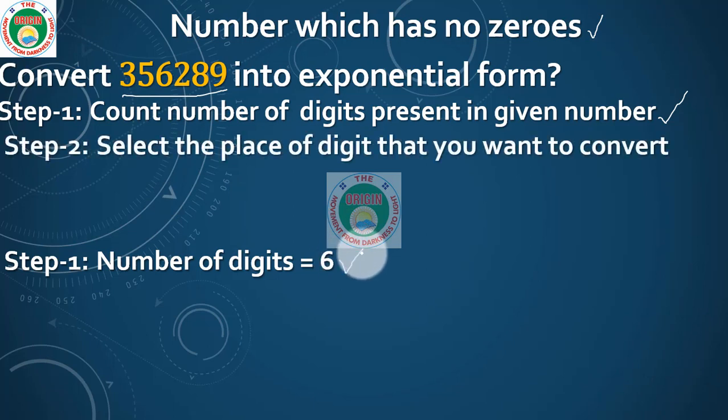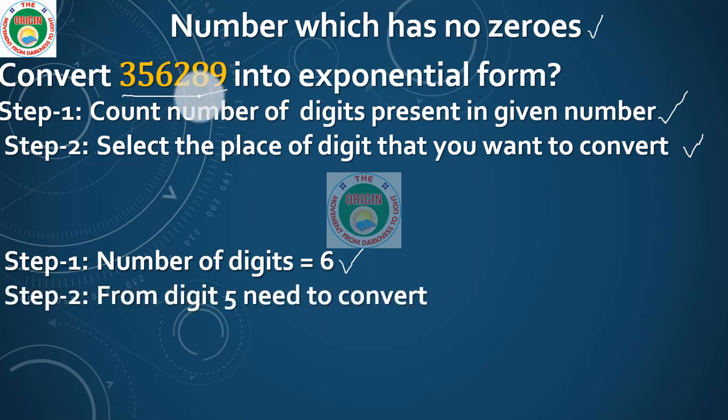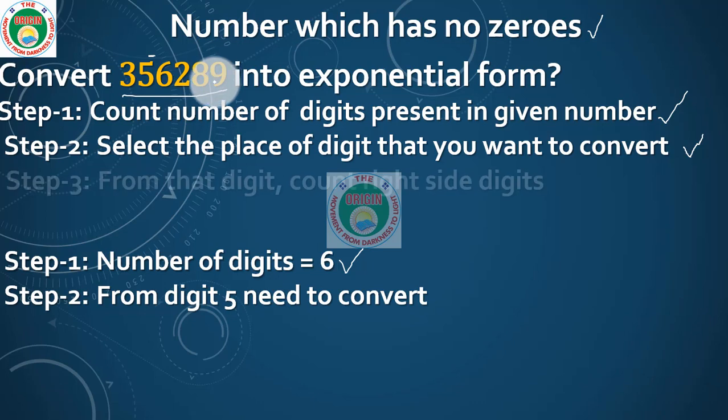Step 2, select the place of digit that you want to convert. Here, you need to select the place. According to the problem we are doing this, but here I am explaining digit-wise. That means we are selecting the digit. Now I selected the digit 5. From digit 5, I need to convert. If you want, you can take another digit. First listen to this, and then you can do your own example.